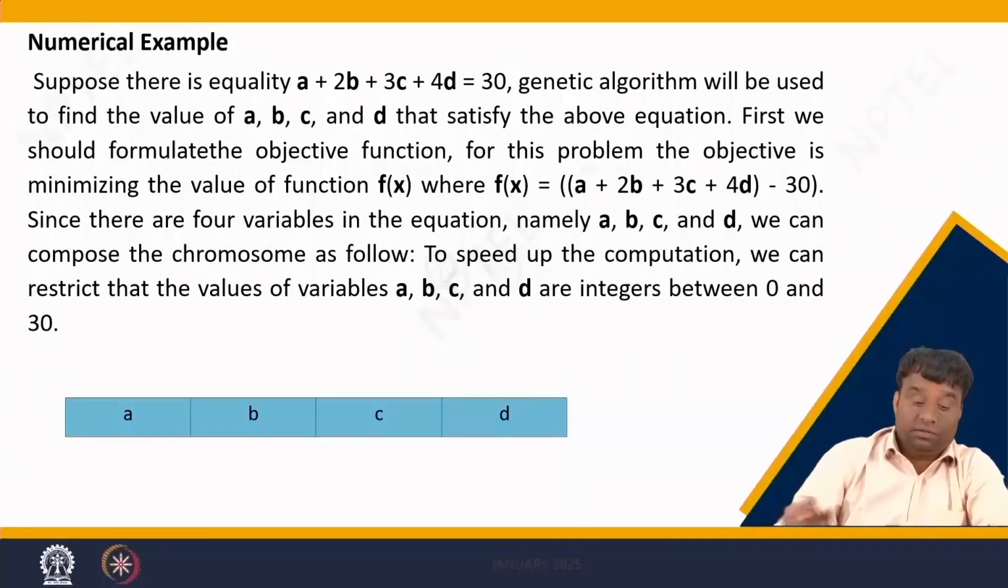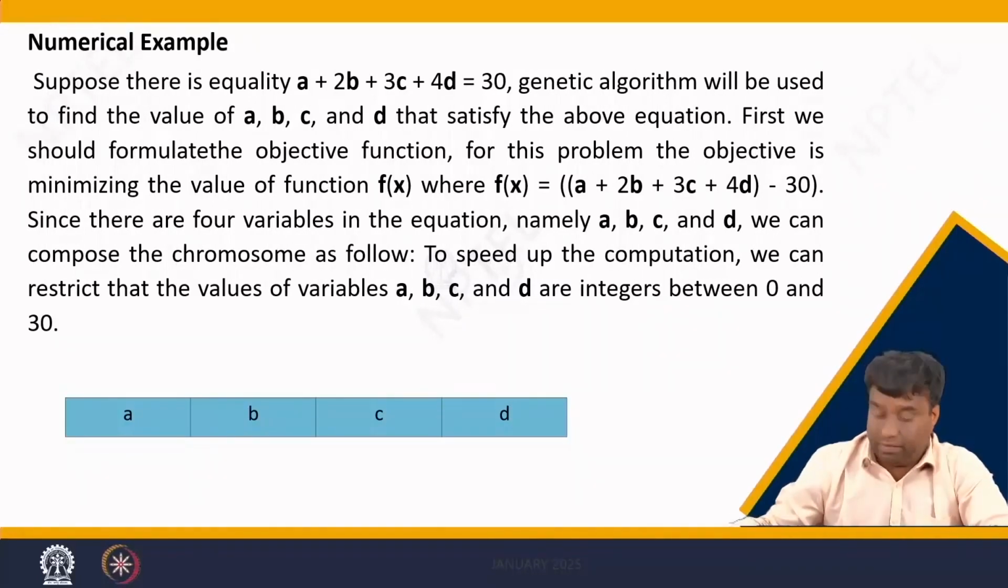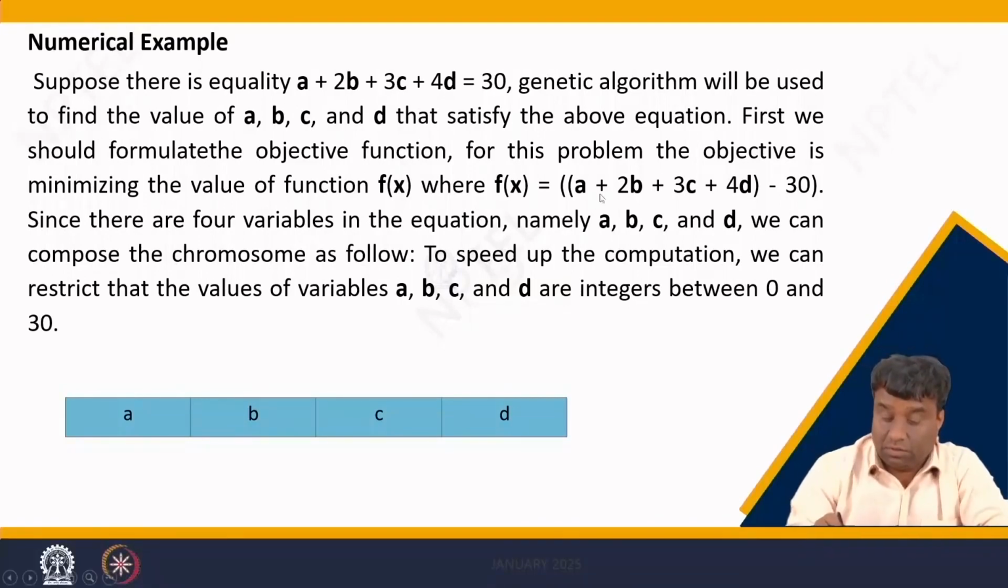First one is that suppose there is an equality: a plus 2b plus 3c plus 4d equal to 30. Genetic algorithm will be used to find the values of a, b, c, d that satisfy the above equation. First, we should formulate the objective function. For this problem, the objective is minimizing the value of f(x), where f(x) is equal to a plus 2b plus 3c plus 4d minus 30.